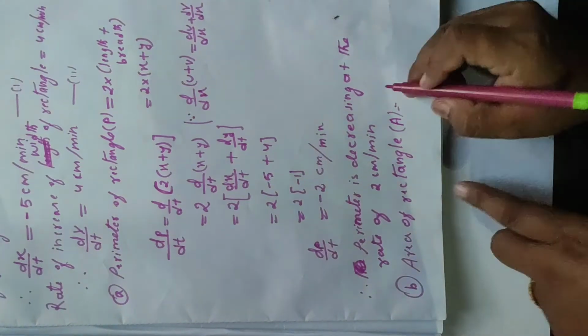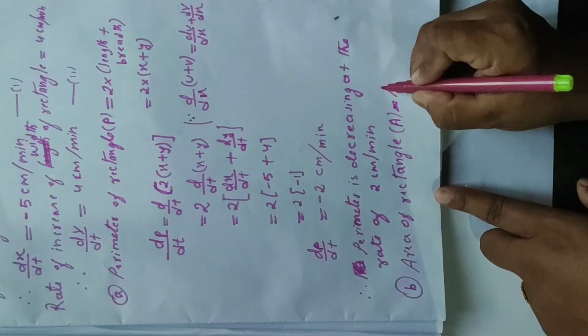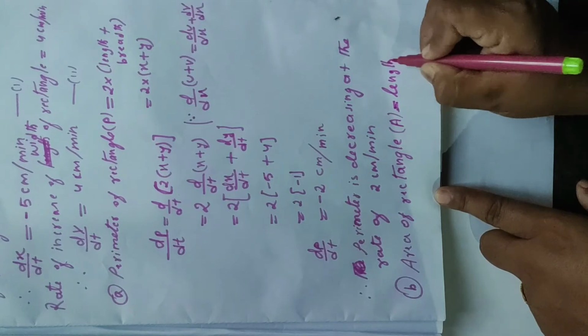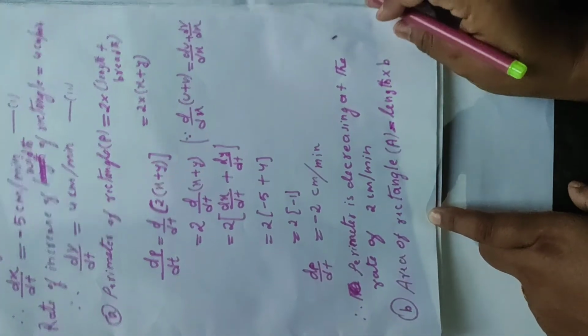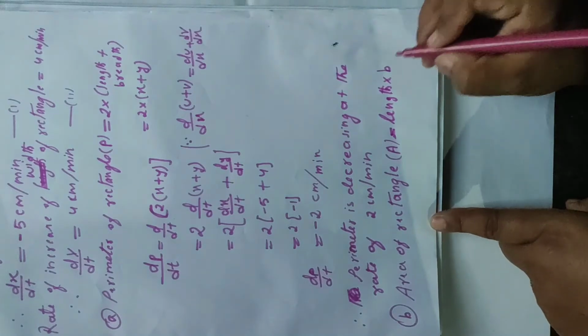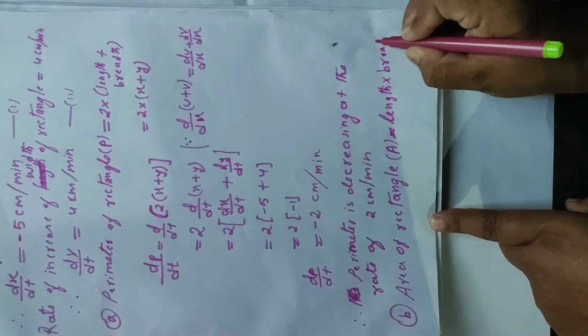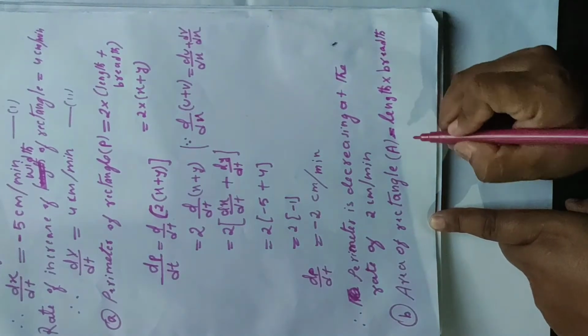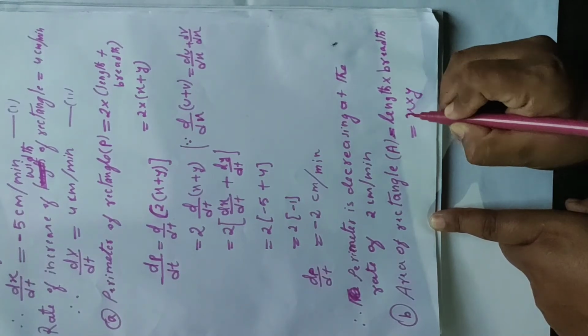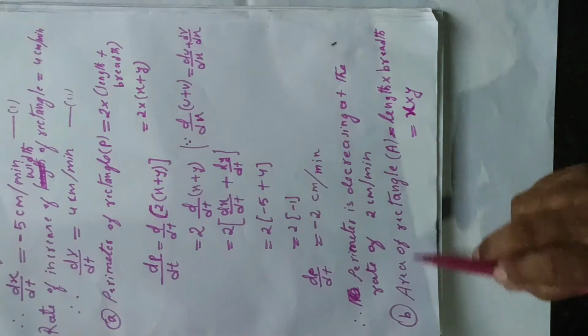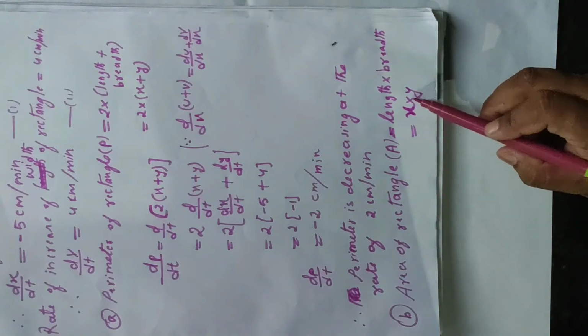What is the area of the rectangle? It is length into breadth, right? So length is considered as x and breadth or width is considered as y. This is x and y. So area of the rectangle A is what? x into y.